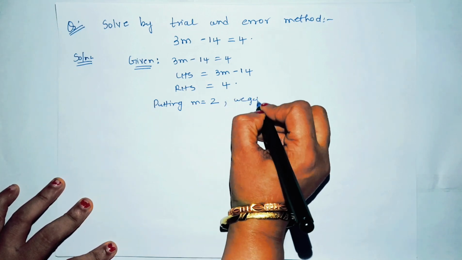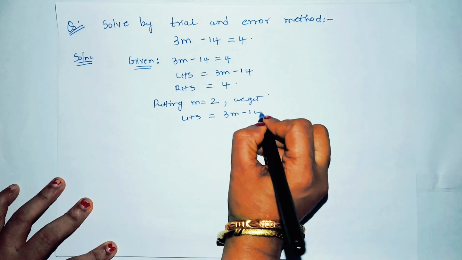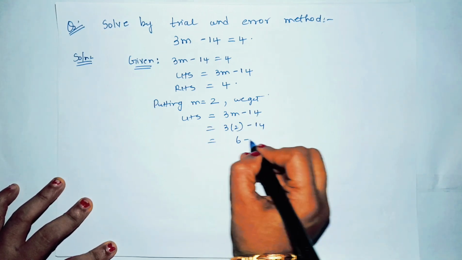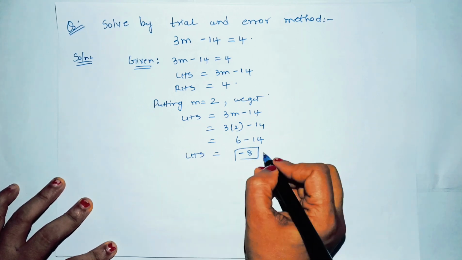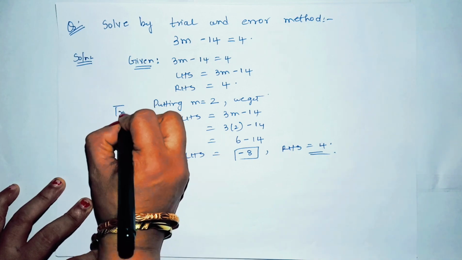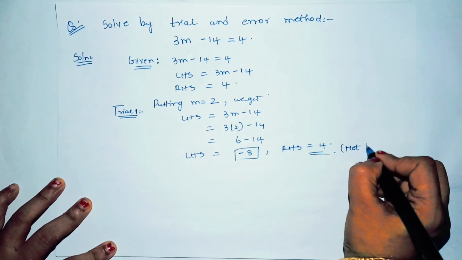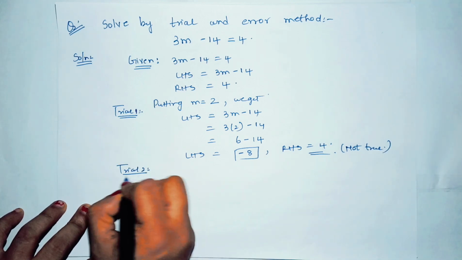Yes, we get LHS equals 3m minus 14, 3 into 2 minus 14, that is 6 minus 14, which equals minus 8. So LHS is minus 8 and RHS equals 4. So this is your trial 1. It is not true. So let's check with trial 2.